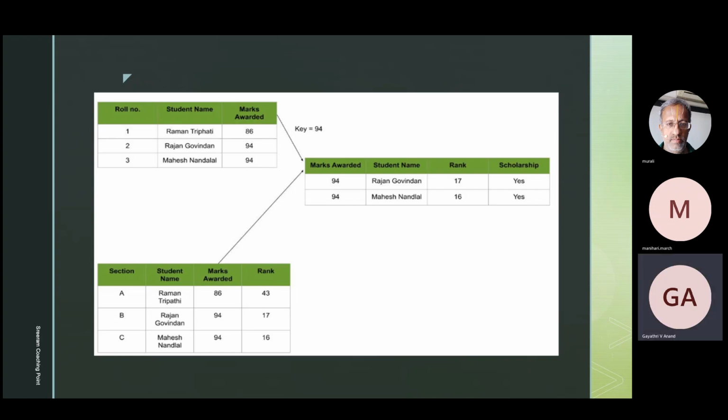Now, something like this, you have the roll number, student name, and marks awarded. Then again, using data analytics, you try to sort it. Who are the people who got 94 marks, again those two names come. Then again you write who are the people who have got a rank. So basically every table is related to one another. So what is the advantage of this? If somebody wants to modify something, they cannot, because it is linked to other tables.